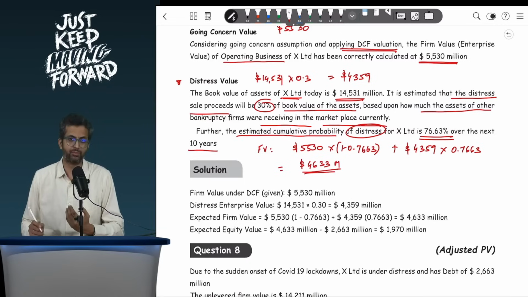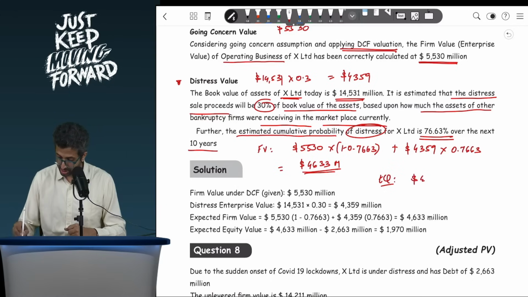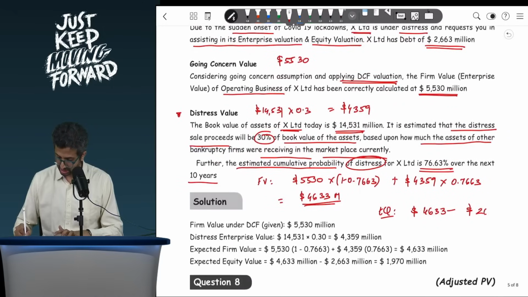But this is the firm value. If the question requires you to find the equity value, your equity value over here will be the firm value, that is 4633, minus the debt value, which in this case is 2663, and hence that is around 1970 million. So that is about it.